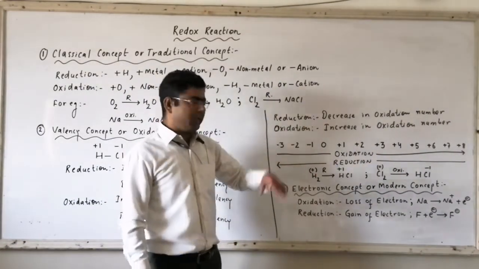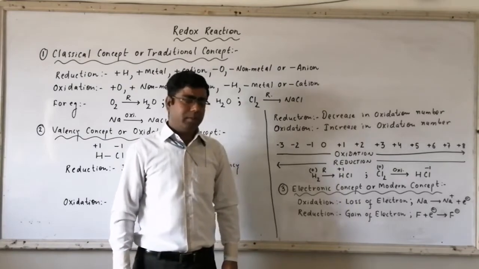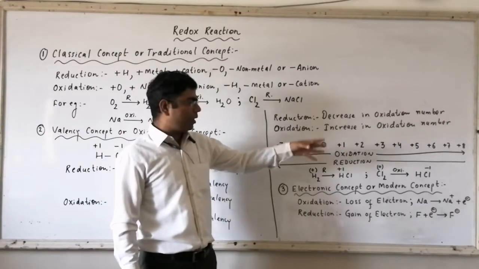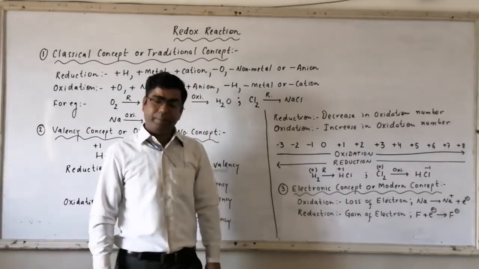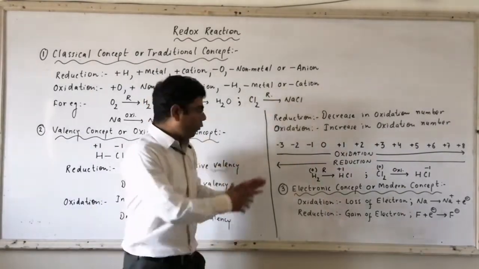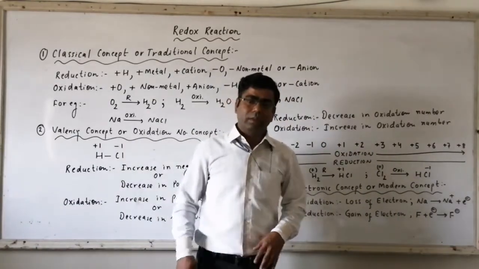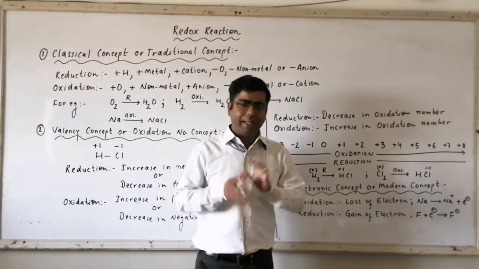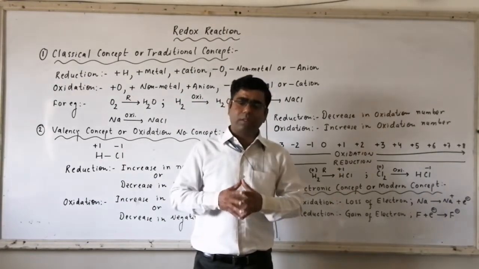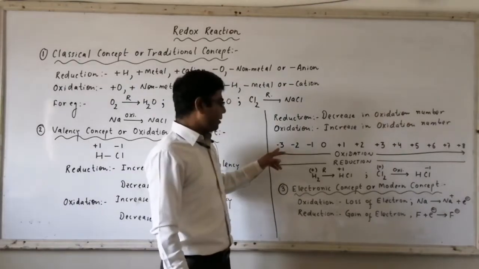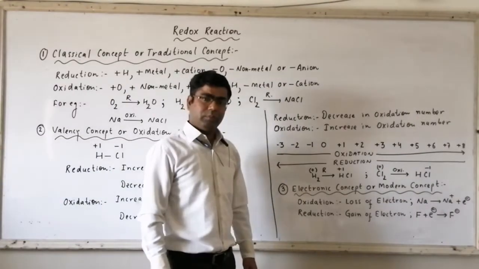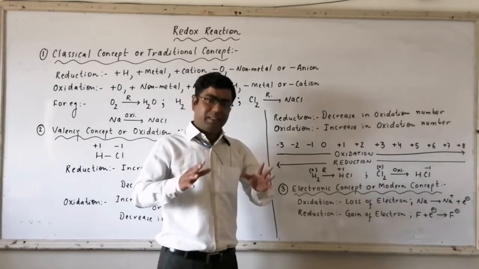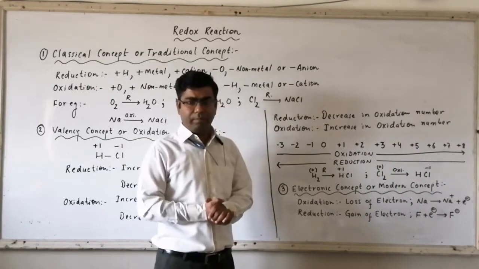I've written a few oxidation states for an atom: -3, -2, -1, 0, +1, +2, +3, +4, +5, +6, +7 and +8. If we are moving from left to right, then it is an increase in oxidation number. Suppose an atom is changing its oxidation number from -3 to 0. We are moving towards the positive side. This is an increase in oxidation number.